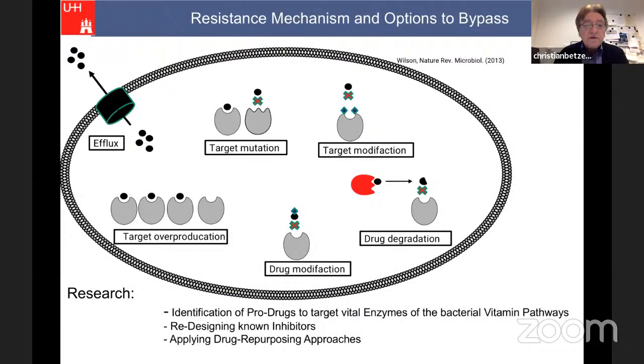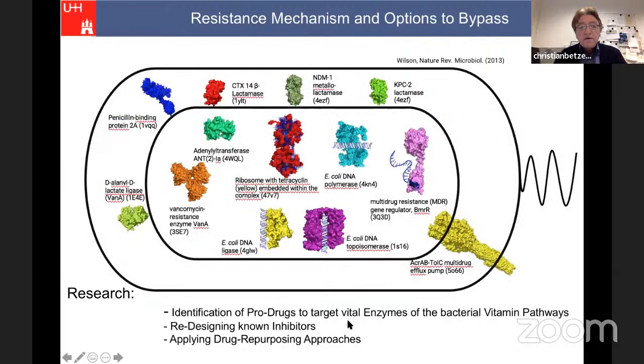And here's a scheme just showing the resistance mechanisms well known. So what bacteria are known, they can change the targets, they modify, they can degrade the drug as beta-lactamases and so on. And we are also in the field of product development, targeting vital enzymes of bacteria and redesign of novel inhibitors. This is the same scheme, just showing the structures behind the scheme you have seen before. Lactamases are well known. This is an ongoing target, penicillin binding proteins, as well as the ribosome here.